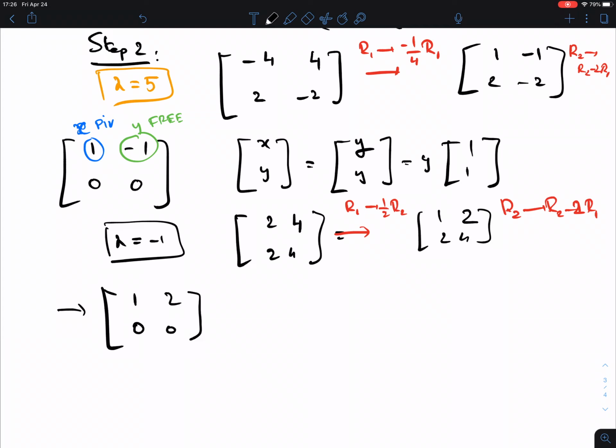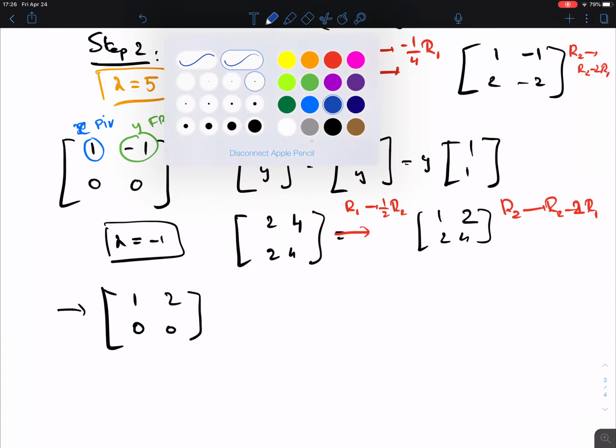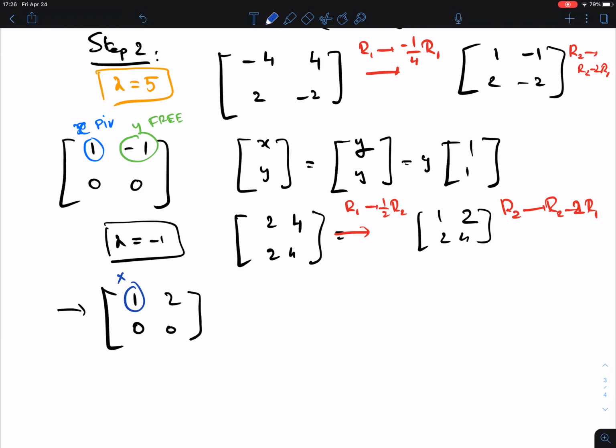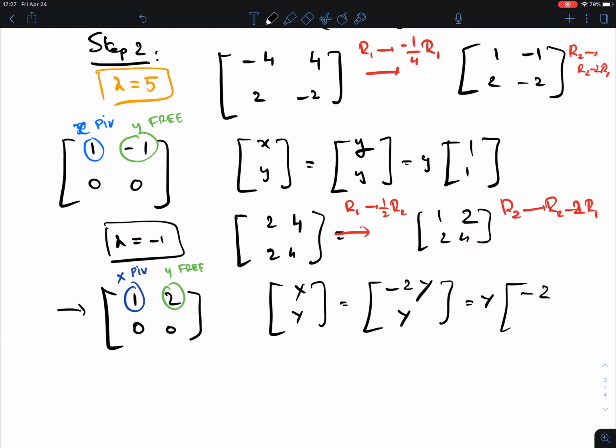I know that if I don't get 0, 0 in the bottom here, then something went wrong, because I would have 2 pivots, which is too much. I need a free variable. So here x is the pivot variable, and y is the free variable. What does this mean? It means x is negative 2 times y, and y is just itself, so we have y times negative 2, 1. Okay, that's step 2.